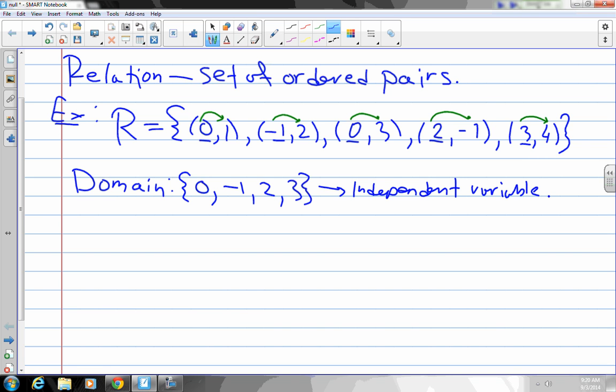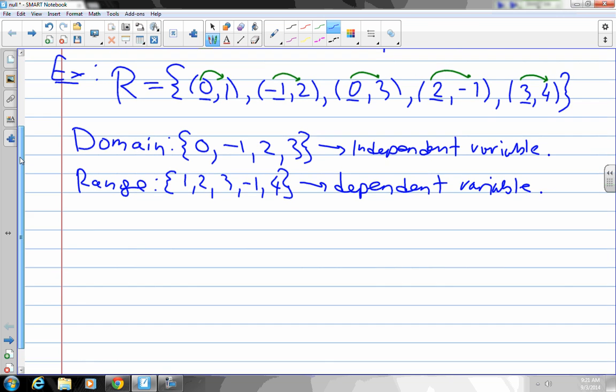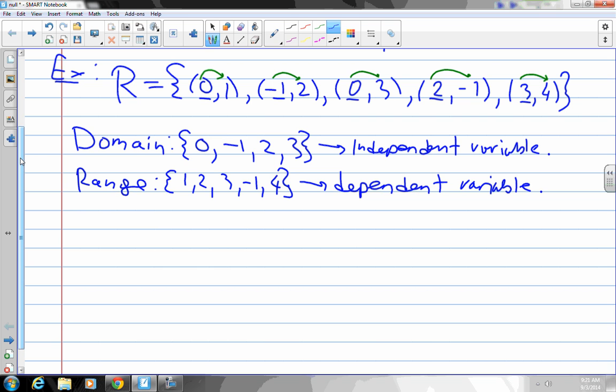Now the range, that will be the set where the domain is mapped to. So this is the set of all dependent variables. So what do we have here? We'll have 1, 2, 3, -1, and 4. So that will be the range of that relation. Okay, just 4 points in the domain, 5 points in the range.